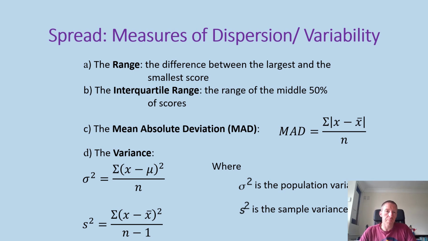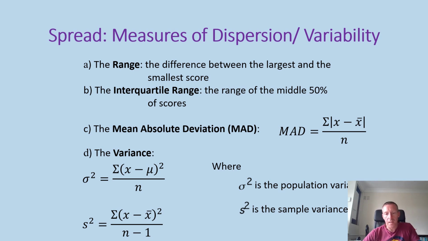The mean absolute deviation is quite interesting, but it is rarely used. I think I've never really seen it used. A tendency is for people to use the variance, and there are several steps to calculating the variance. It's quite an interesting formula, I think.